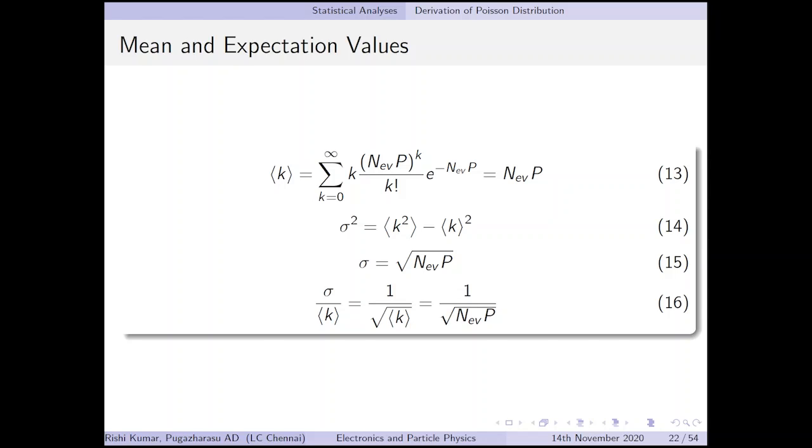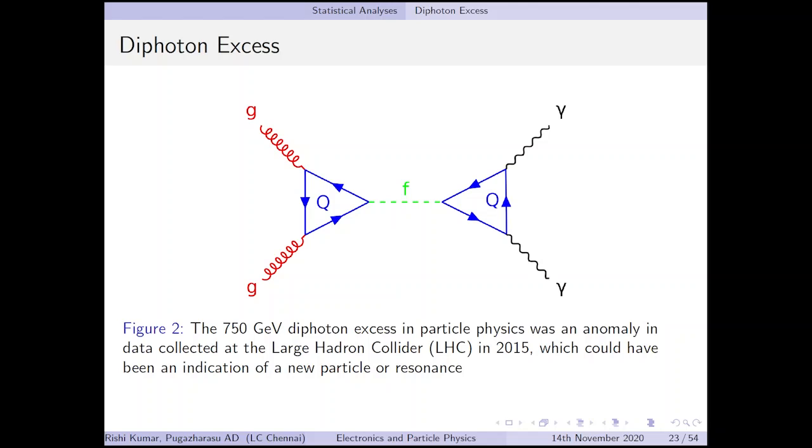Now that we've seen that, let us look at this small event called the diphoton excess. So what was the diphoton excess? This is just a Feynman diagram. We don't need to really understand this. This is just put here for a pictorial representation of the diphoton excess.